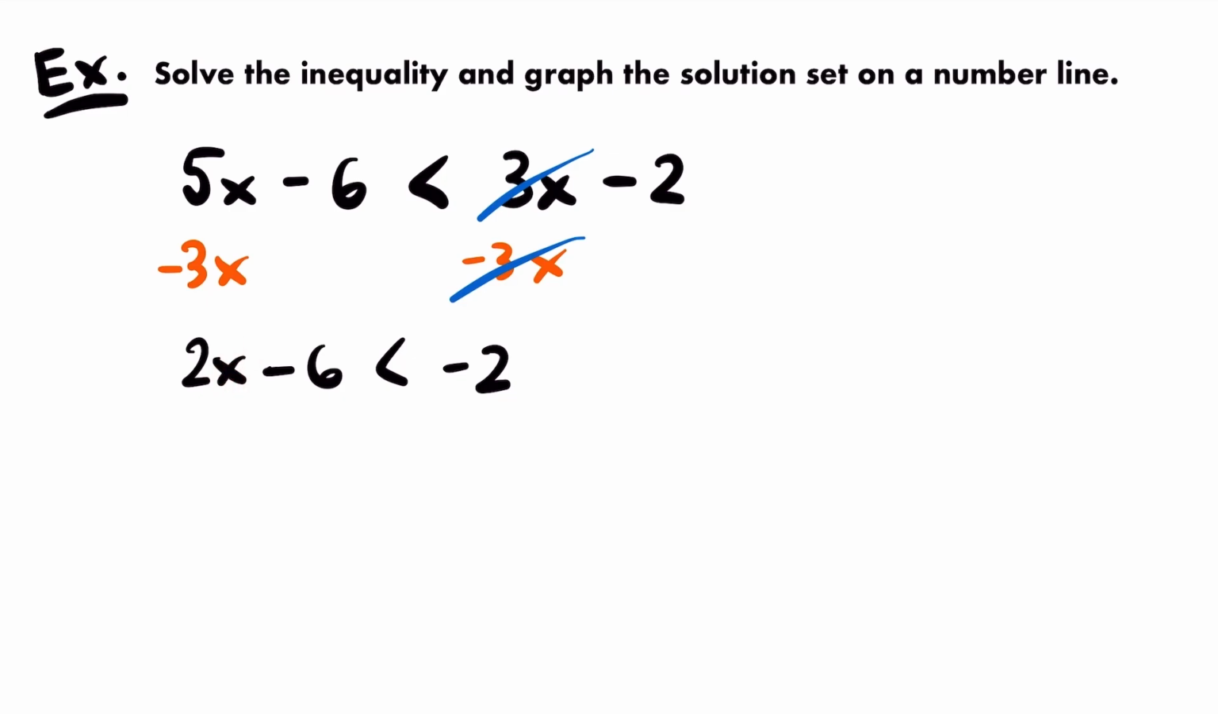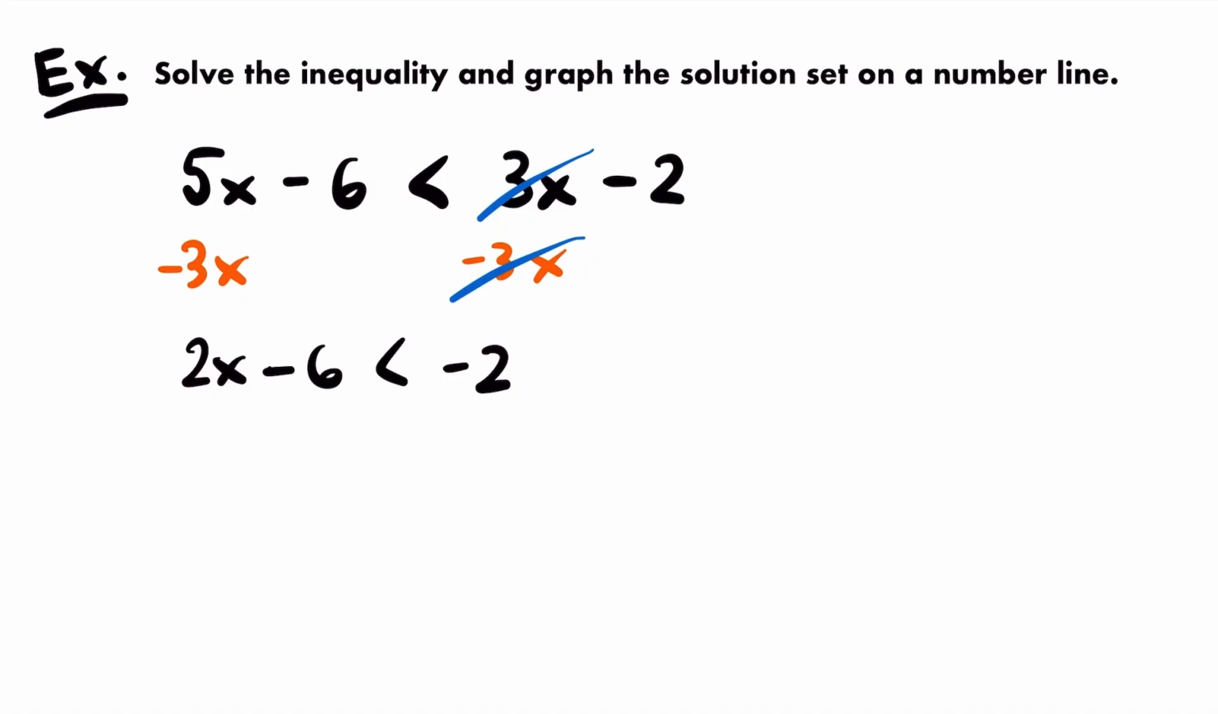Just remember, you can add or subtract any term you'd like from both sides of an inequality, and the solution set to that inequality will not change. So subtracting 3x from both sides does not change the solution to this inequality, it just helps us get the inequality into a form where we will be able to solve for the variable.